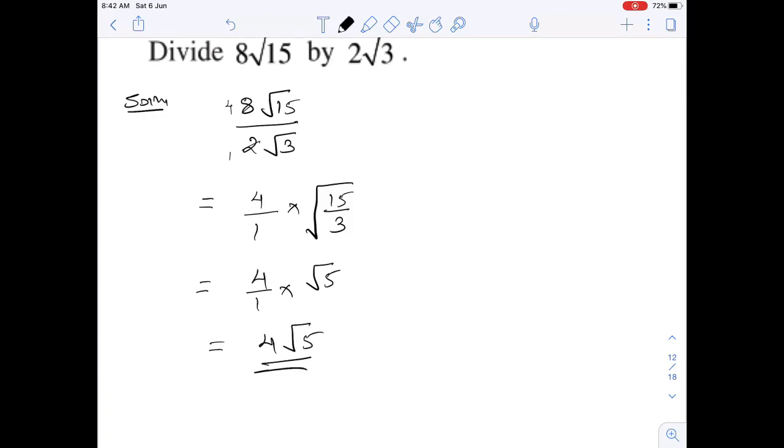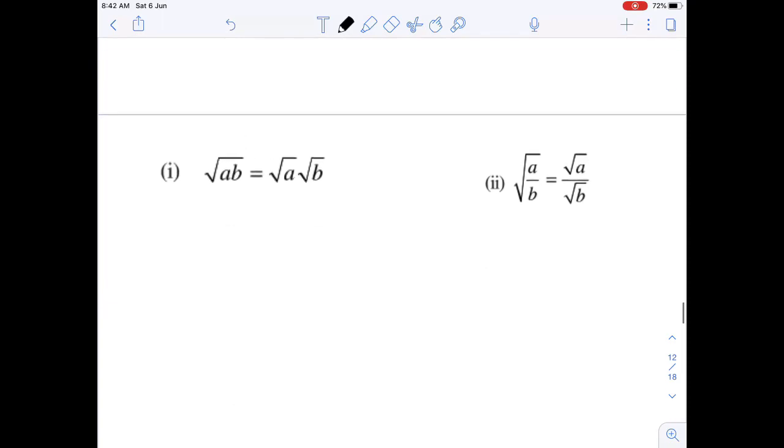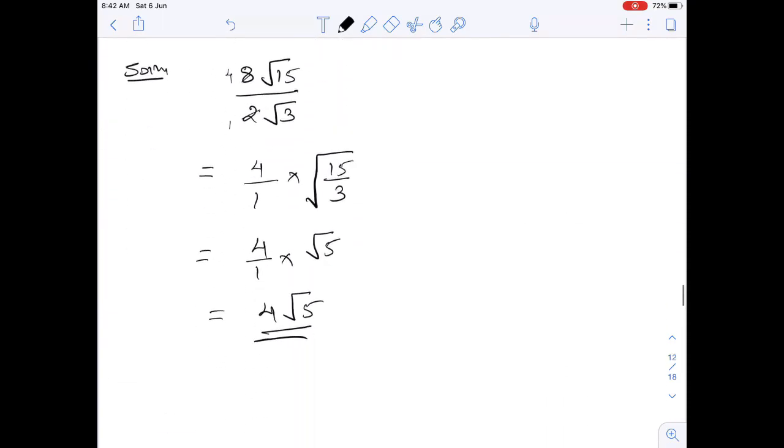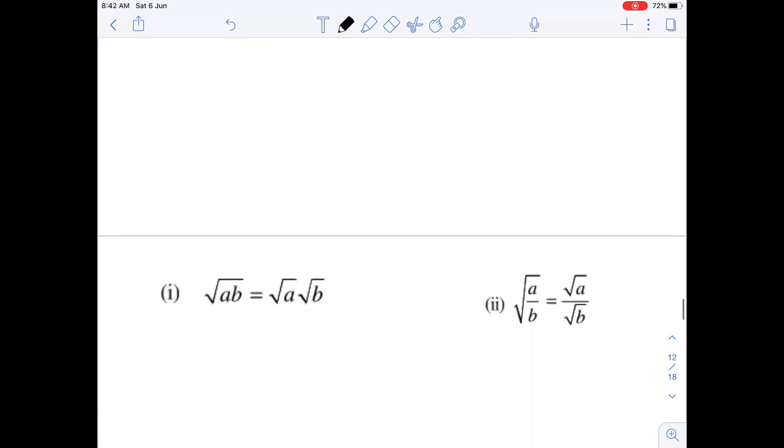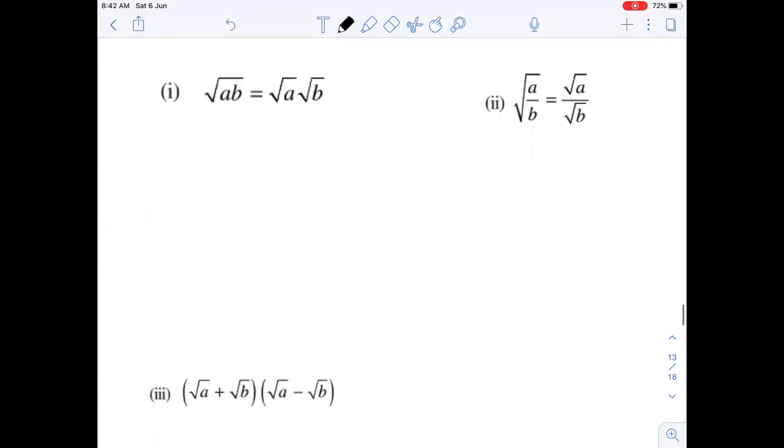Now let us proceed further to the next step. From this we can understand that we will get some rules which are known as laws of irrational numbers, or these are generally known as surds. From the above examples we have reached some conclusions, some laws. So our first law is root ab equals root a into root b.